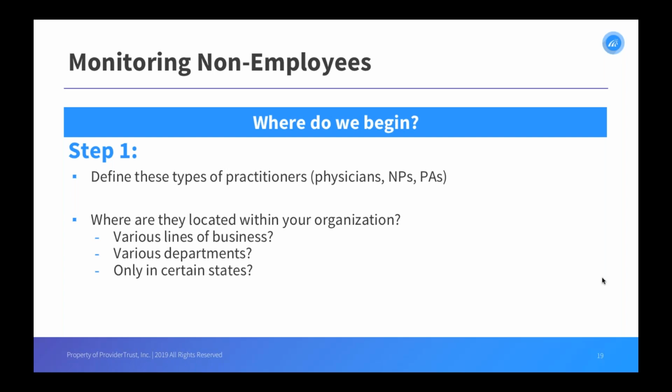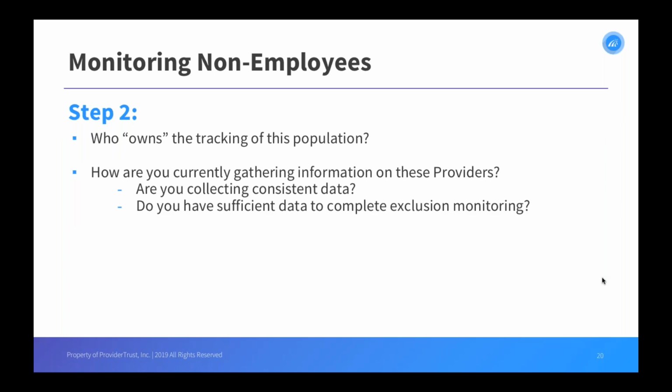Where are they located within your organization? Different lines of business? Are there different departments that they participate in? Are they only in certain states? Maybe you're an organization that's in multiple states, but maybe only in one particular state you have the situation. So again, I would start by looking at who these people are. So let's look at what would maybe be the second step. Now we know who these folks are, but who, quote, owns the tracking of this population? When I say tracking, I mean who's gathering the information?